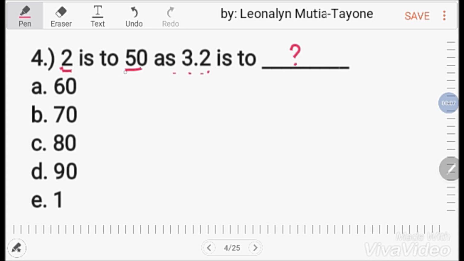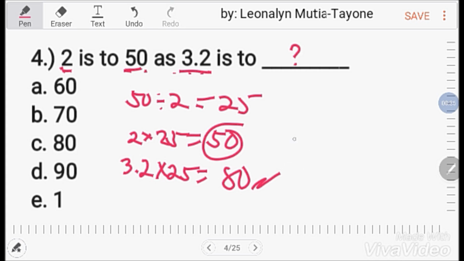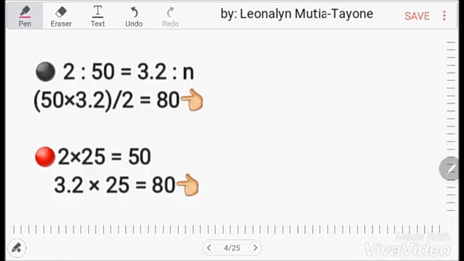Tingnan mo muna kung anong relasyon nito. Paano naging 50 siya sa 2 hanggang paano naging 50? Ang gagawin mo niyan, 50 divide mo ng 2. So 25. Bali, nag-times ka ng 25 sa 2 para maging 50 siya. So ganun din ang gagawin mo sa 3.2. Mag-times ka ng 25 and that is 80. Ngayon, ang 80 nasa choices.